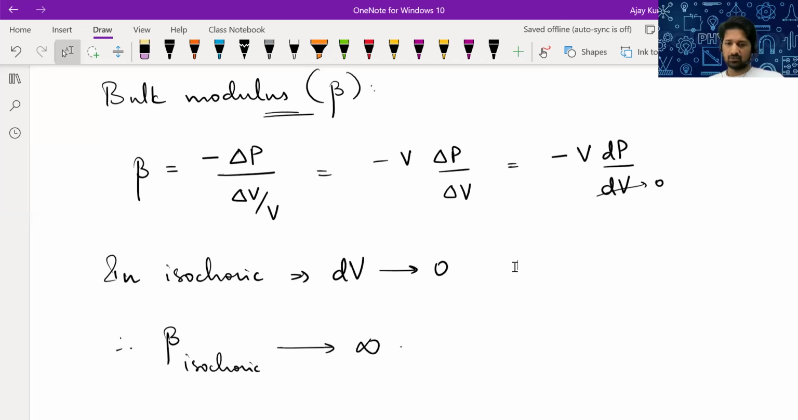Now, this is an isochoric process, means the volume is not changing at all. So you can say that the gas is incompressible. Even though you are increasing the pressure, the gas does not get compressed. What does that mean? It is not possible to deform the system. So it should be having infinite elasticity, infinite amount of elasticity. So bulk modulus will be tending to infinity in an isochoric process.